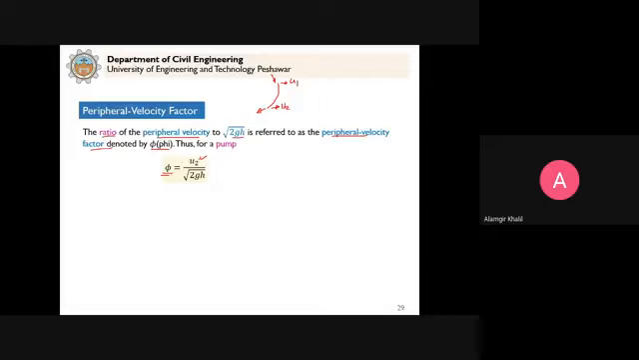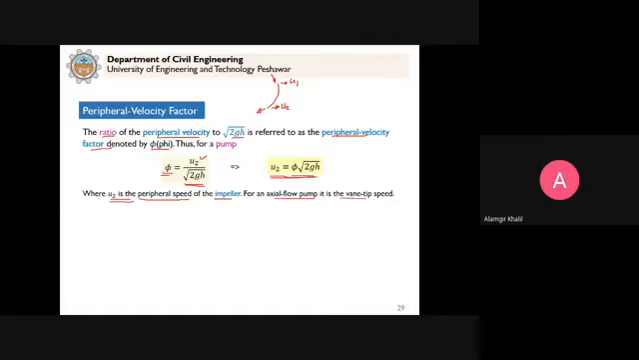So this is how it is written here: U2 divided by under root 2gh. And then from here, U2 is equal to phi into under root 2gh. Now this U2 is the peripheral speed of the impeller. For an axial flow pump, it will be the vane tip speed.